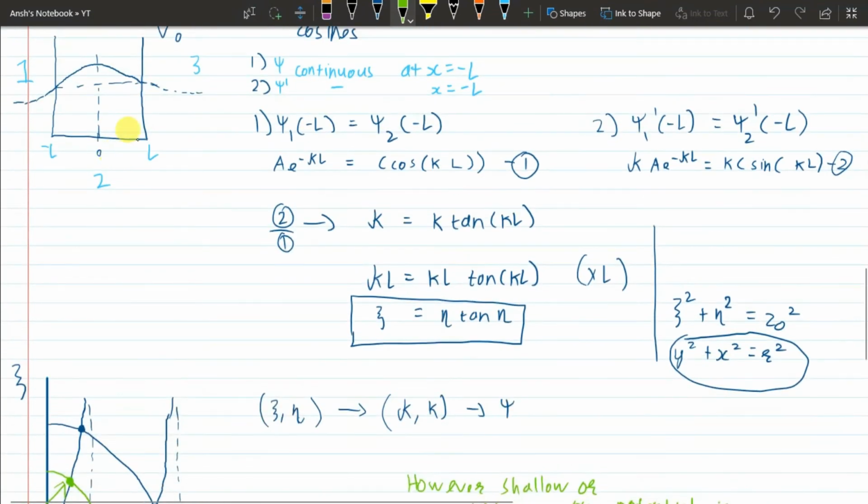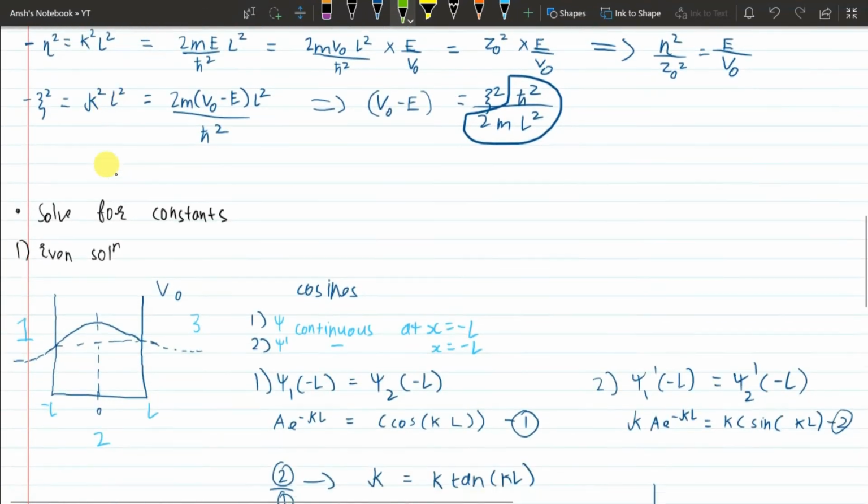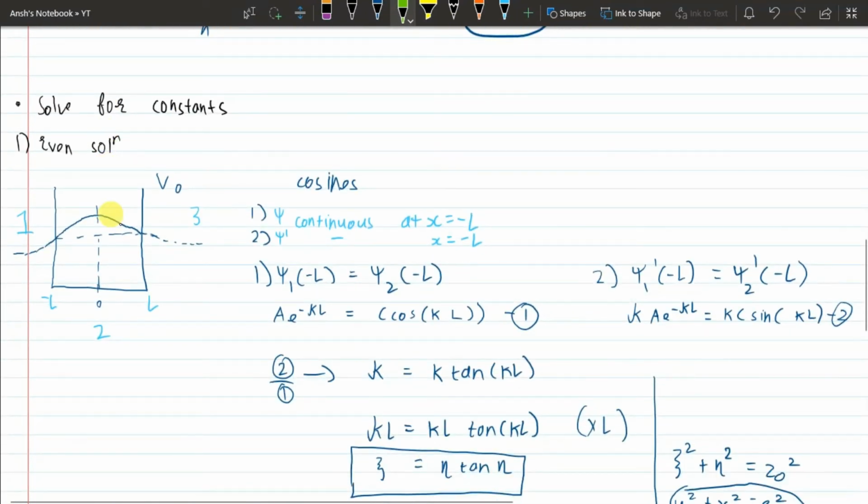Since kappa is a non-zero quantity, the solution of the wave function has an exponential in kappa, and so this wave function is also non-zero and it is exponentially decaying outside the well in regions 1 and 3. So the solution will look something like this, where inside the well it has a cosine function, and then outside the well it decays to zero as we increase L.